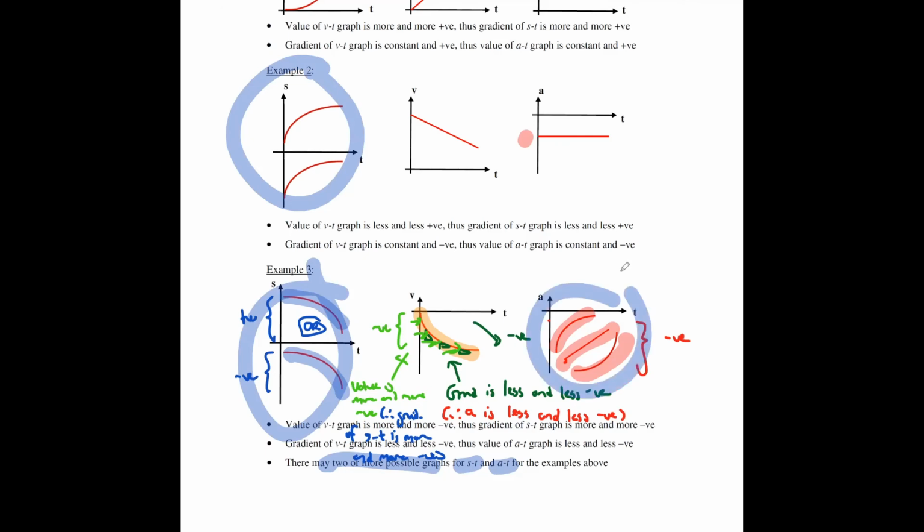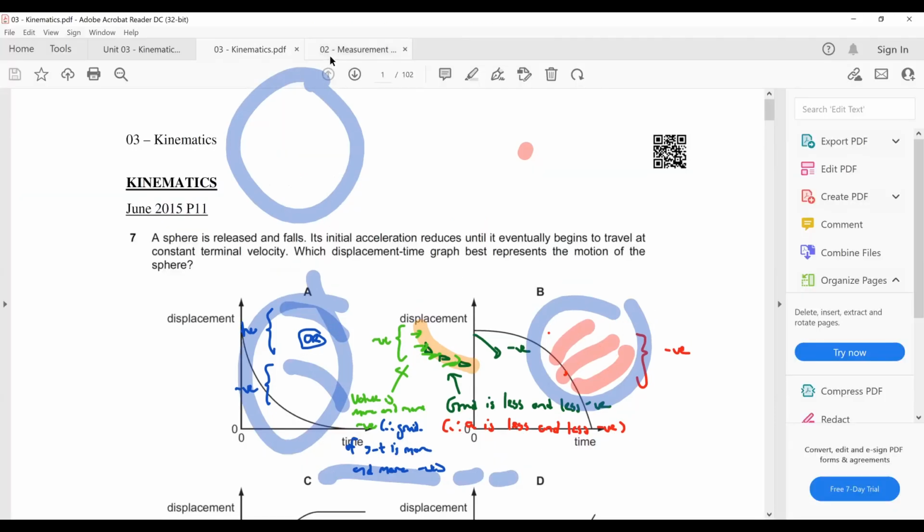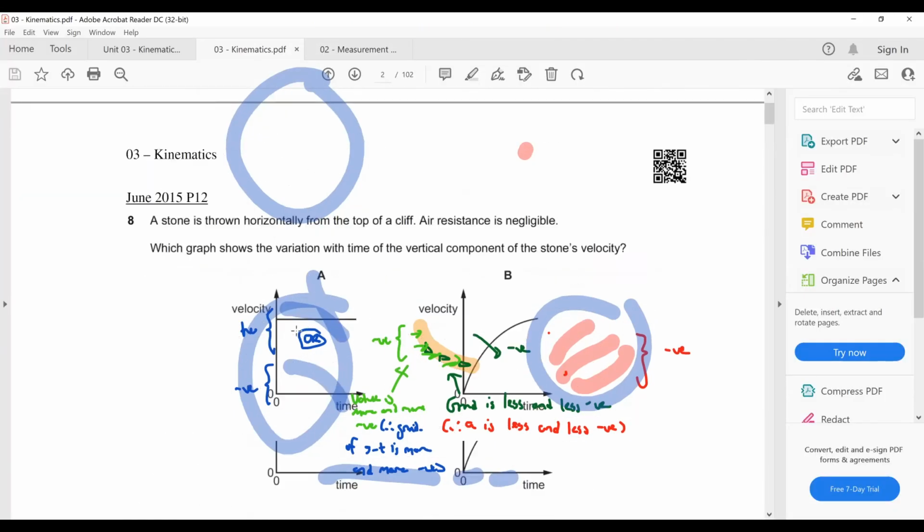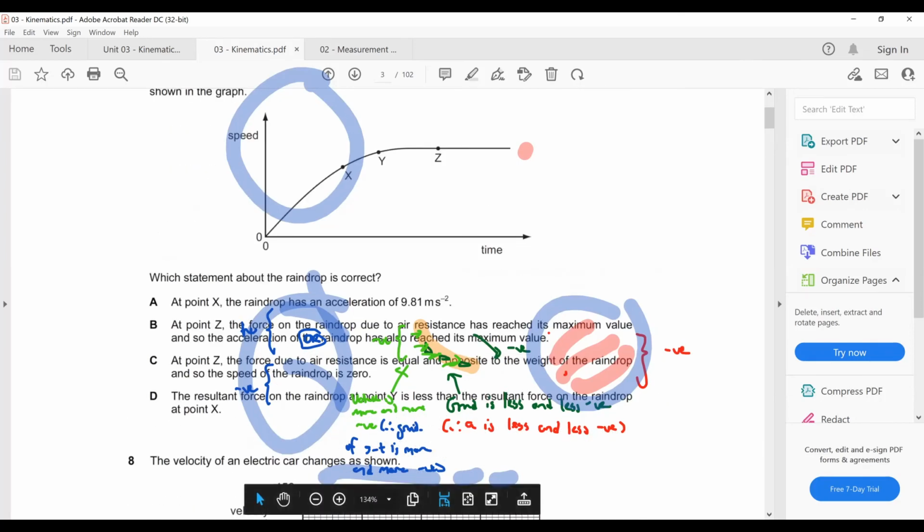You can get two or more graphs for the same graph type. Okay, so this is how you would deduce the shape of your motion graphs. All right, so let's go through one example. If you go to your kinematics worksheet, there's one or two graph drawing examples that we can go through. That one, we can have a look at page 29.